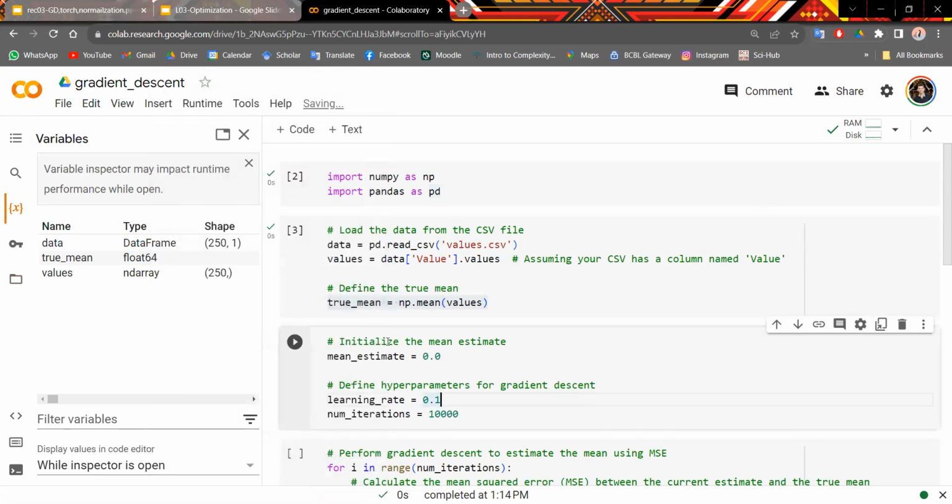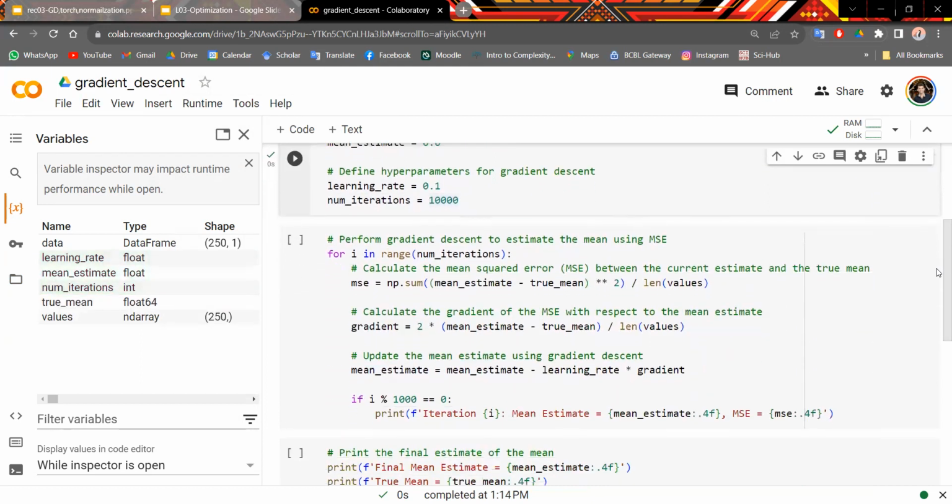Now we're going to initialize the mean estimate. This is the parameter we're trying to learn. I initialized it to 0, but we should have initialized it randomly. The reason I initialized to 0 is that I want to make sure it starts far enough from the real mean so we can see it learning. But it should have been random, and if we have more than one parameter, we initialize all of them randomly. We define the hyperparameters for gradient descent. I chose the learning rate 0.1 and the number of iterations 10,000. Could have done something else; doesn't matter. You could try and see what's going on.